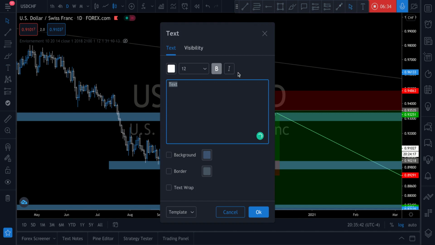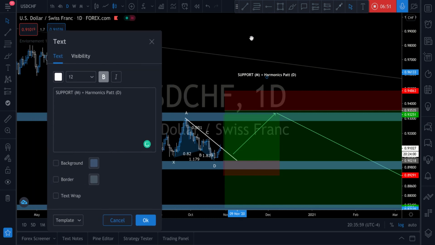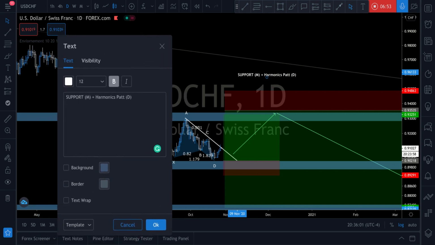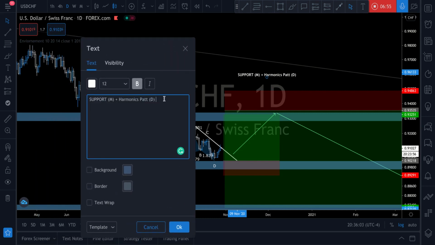We're going to have support, and this is going to be on the monthly time frame, and then we'll do harmonics at daily, and then was there another thing that we were looking at? I think this was it. Oh, it was also the 120 percent extension, and that was on the weekly.